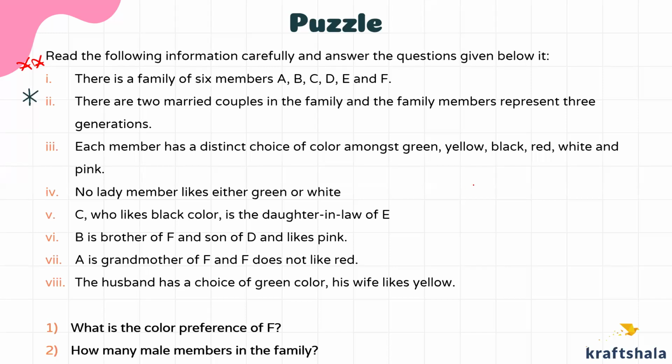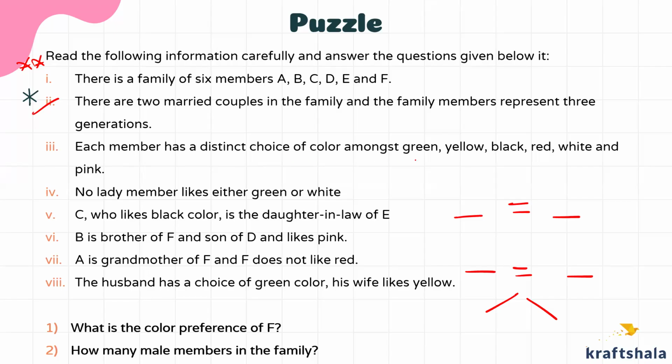All right, let's begin. So there's a family of 6 members. There are two married couples, and the family represents 3 generations. So the only possibility is one couple here, one couple here, and 2 children. This is the only case which satisfies 3 generations and 2 couples, both clauses. So make use of this.